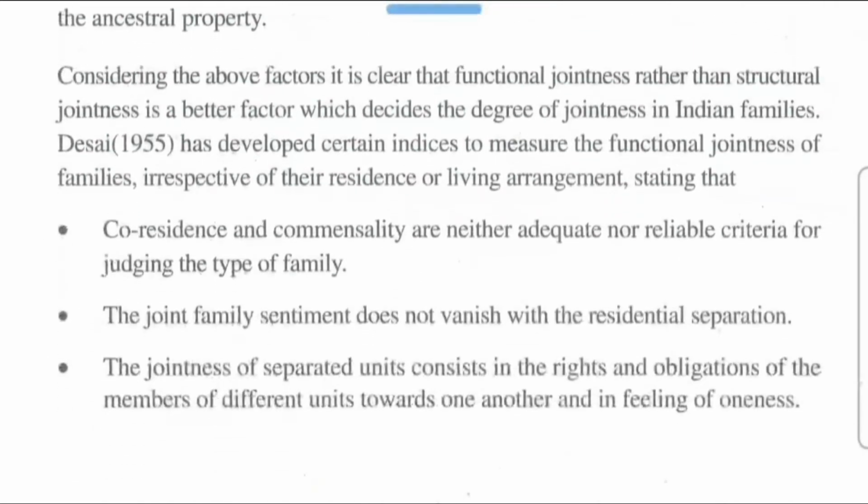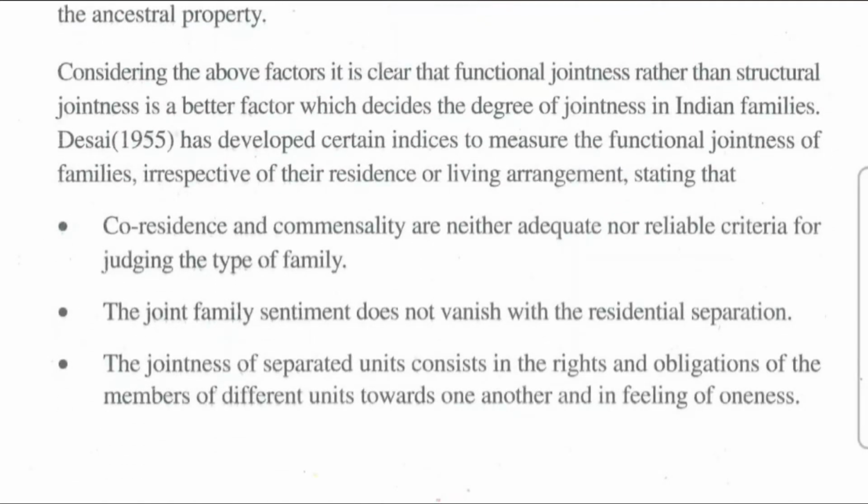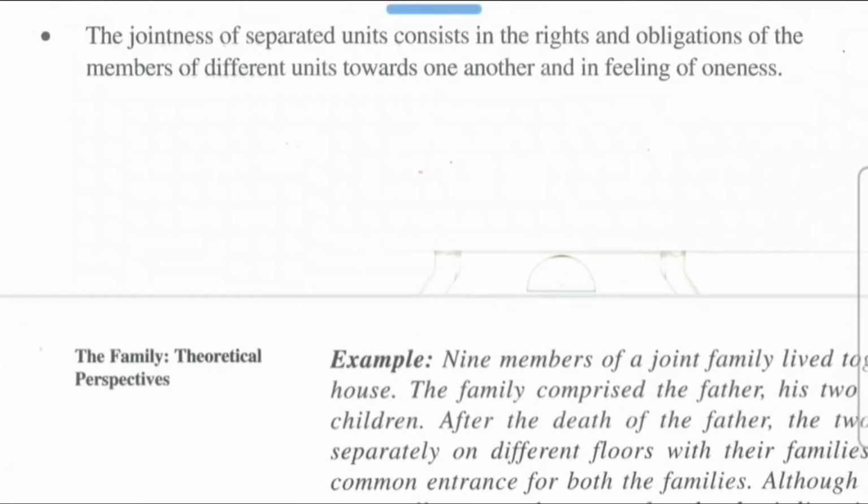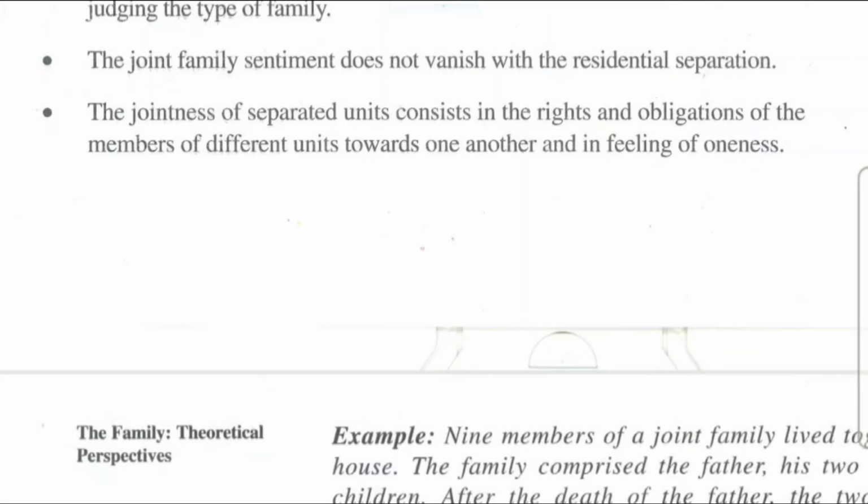Considering the above factors, it is clear that functional jointness rather than structural jointness is a better factor that decides the degree of jointness in Indian families. Desai, 1955, has developed certain indices to measure the functional jointness of families, irrespective of their residence or living arrangement, stating that co-residence and commensality are neither adequate nor reliable criteria for judging the type of family. The joint family sentiment does not vanish with residential separation. The jointness of separated units consists in the rights and obligations of the members of different units towards one another and in feelings of oneness.